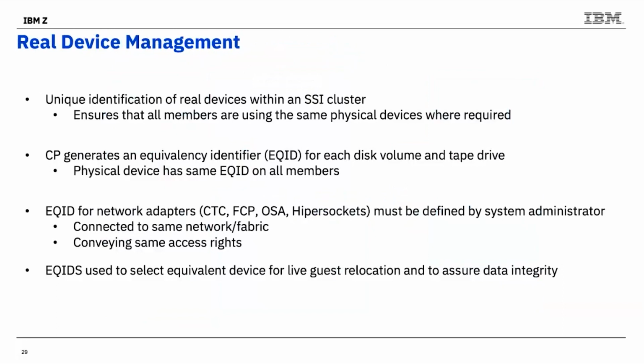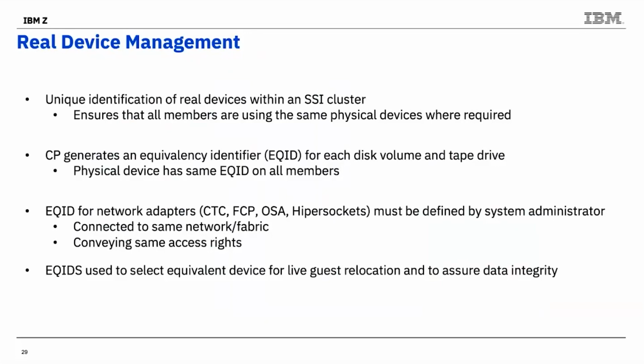So z/VM provides a way of uniquely identifying real devices so that we can ensure that members of a cluster are in fact talking about the same real device. We do that by generating what we call an equivalency identifier, or you'll hear it called ECID for short. An ECID is unique on a member level, because no other device within a member should have the same ECID. That's the unique part. But it's going to be the same from member to member, because we want each member to agree on what a real device actually is. CP is going to do that for devices that uniquely identify themselves, like disk volumes and tape drives.